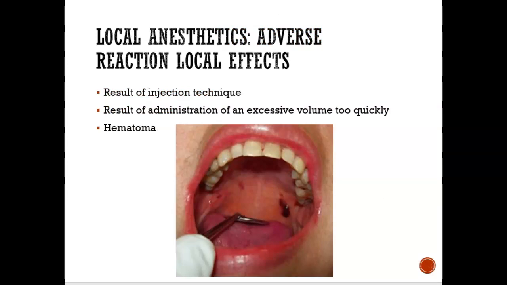Now, sometimes what happens is when a local anesthetic is administered, in this case over here, if it was injected incorrectly, if the technique was off, for example, they administered it too fast and didn't slow down the injection rate, a hematoma, which is like a blood bubble kind of, can form. Now, it's not harmful, but it's annoying. The way this usually goes away is with time. We just let time heal this hematoma.